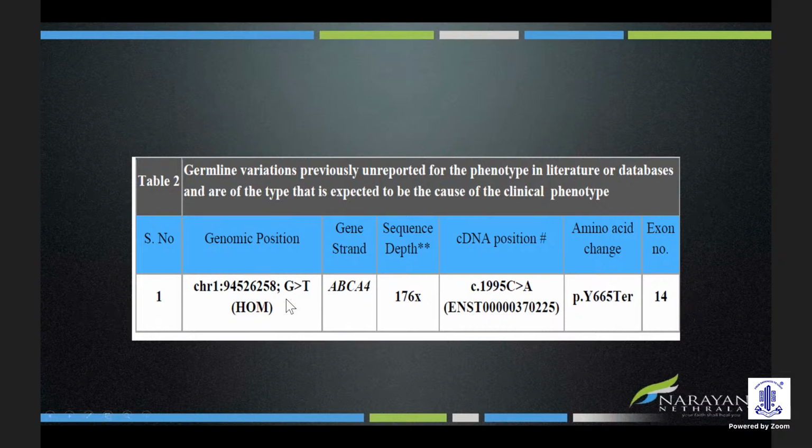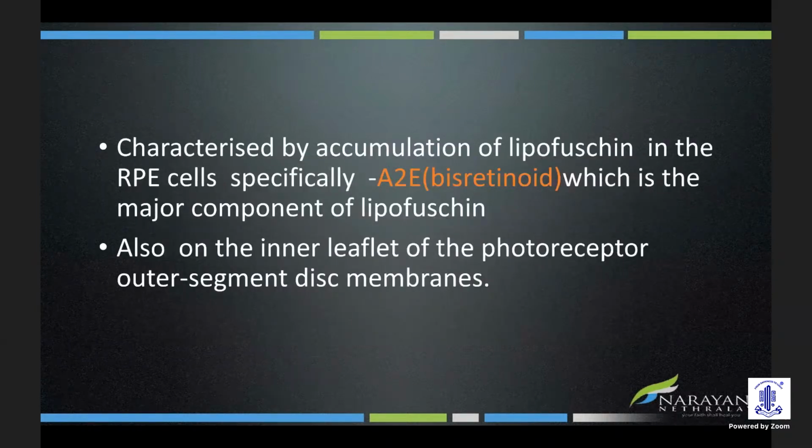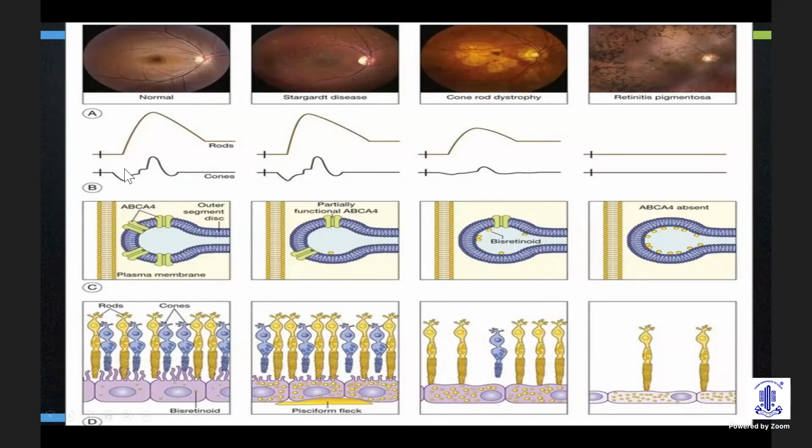When we did genetic testing, this patient did have a mutation in the ABCA4 gene, which is known to cause Stargardt's disease. So this ABCA4 is an interesting gene, I'll tell you why. Because it's characterized by accumulation of lipofuscin in the RPE cells, what we refer to as A2E bisretinoid. I'll explain the same with this cartoon. If you look at this fundus photo with corresponding ERG and gene function, if this ABCA4 gene is functioning normally, the patient can have a normal appearing fundus.